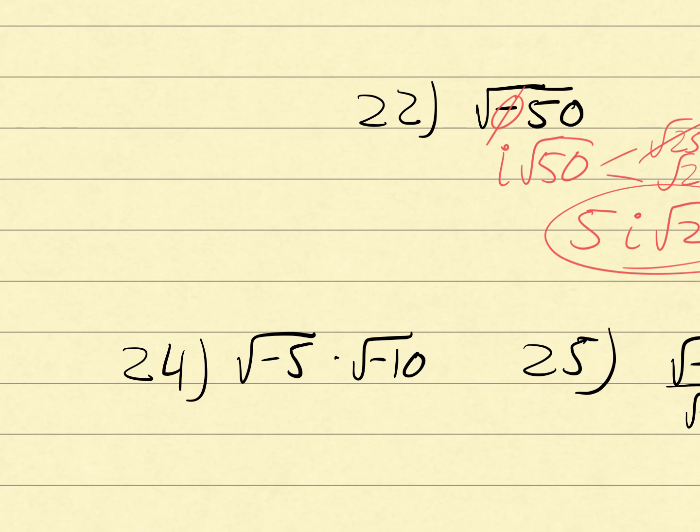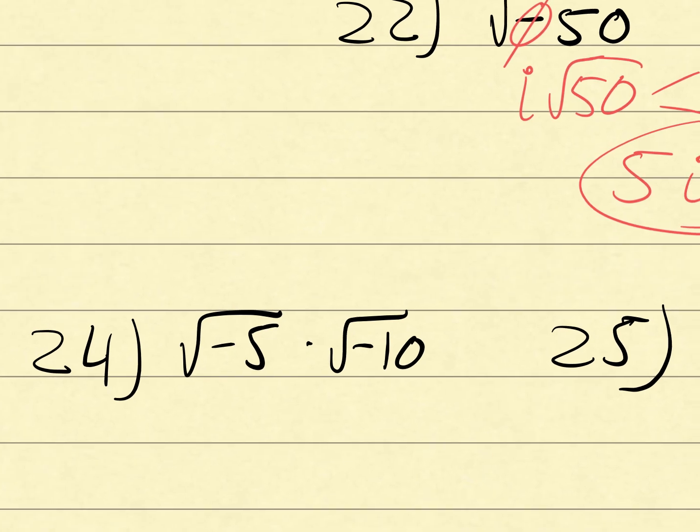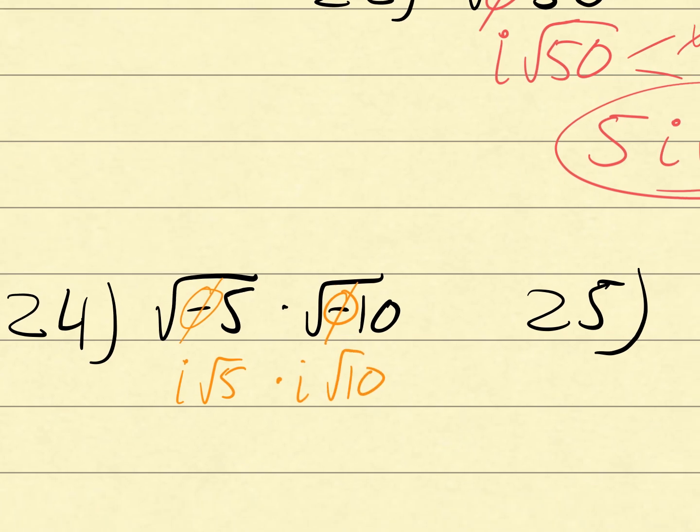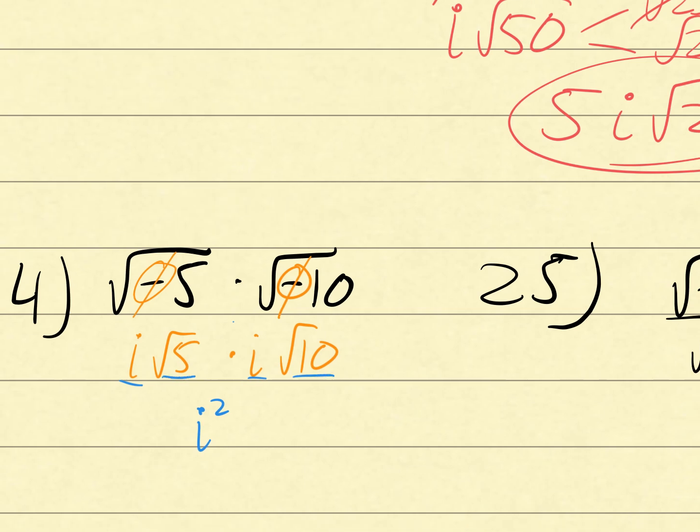All right, so last one for the day. Let's try 24. Again, anytime you see a negative under the radical, you should do what? Take on an i. So we get i square root of 5, times i square root of 10. And now let's multiply. i times i gets you i squared. And then square root of 5 and square root of 10. If they're both under the radical, you can multiply 5 times 10 and get square root of 50.